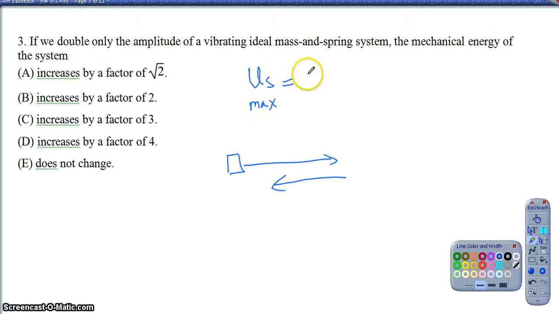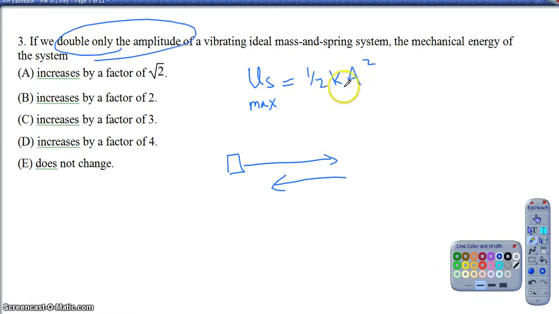So my maximum potential energy equals 1/2 k times A squared. If all of a sudden I double only the amplitude, nothing else changes, then the 1/2 didn't change, the k didn't change, but I'm doubling the amplitude and then squaring that. So I'm actually making this side of the equation 4 times bigger. I'm going to be increasing by a factor of 4 the total energy of the system. The 1/2 and the k didn't change, I brought in this new factor of 4 as I squared the amplitude. So option D is the best one for question 3.